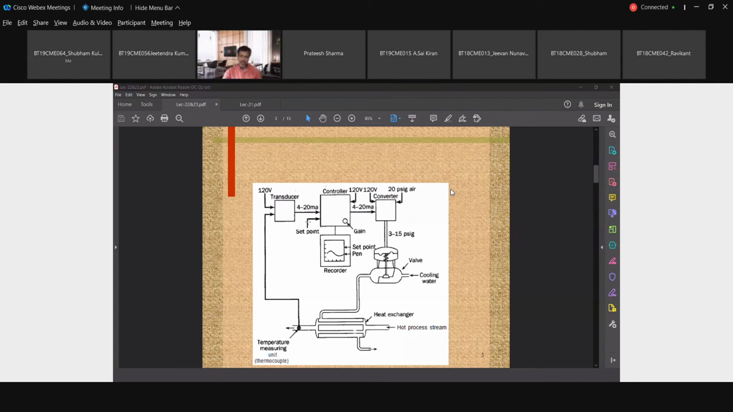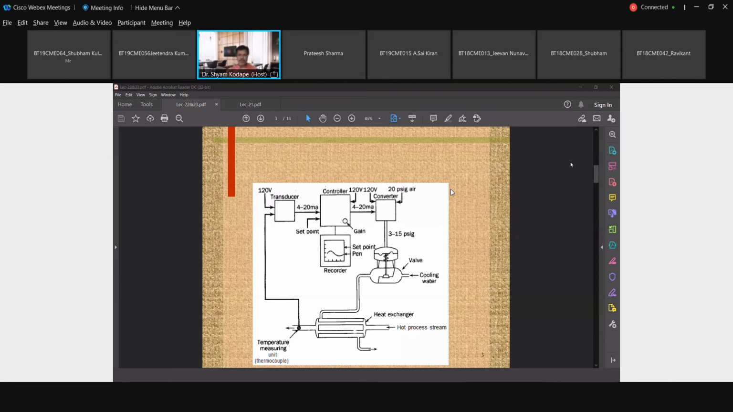ठीक है, so there is two particular extreme conditions, fully open and fully closed. Which proportion, that means how much current it is receiving in the range of 4 to 20 milliamp.